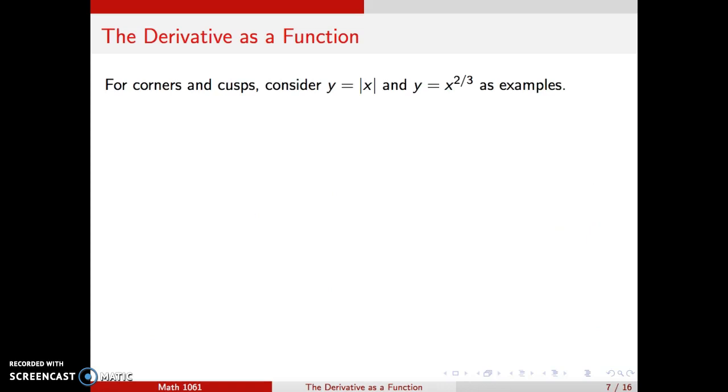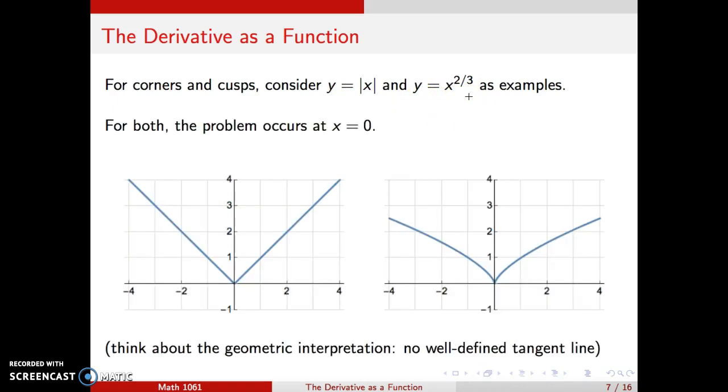For corners and cusps and things like that, a little bit trickier to see. But we've got two examples here. We can look at the absolute value function, and we can look at this power function with x to the 2/3 power. This is y equals absolute value of x, and this is y equals x to the 2/3.